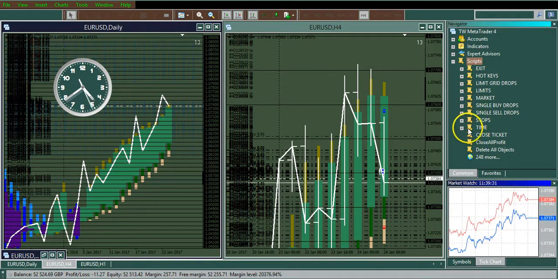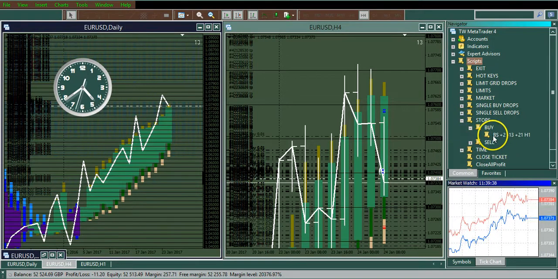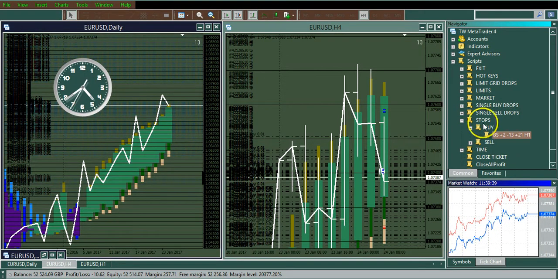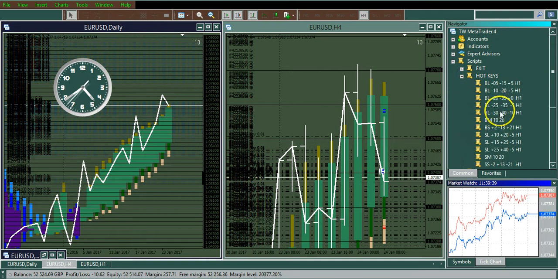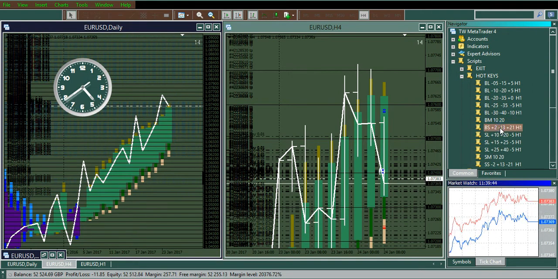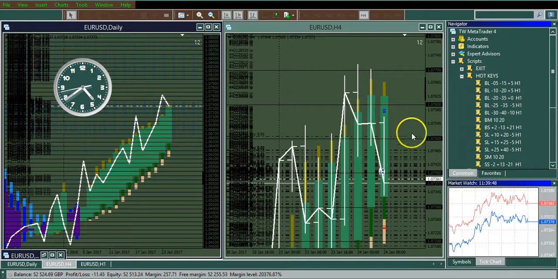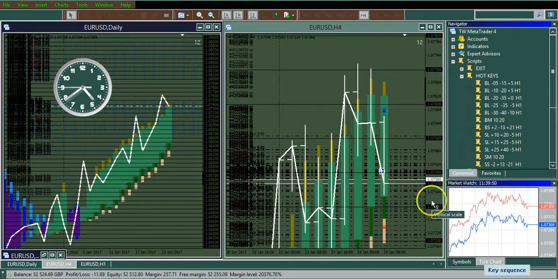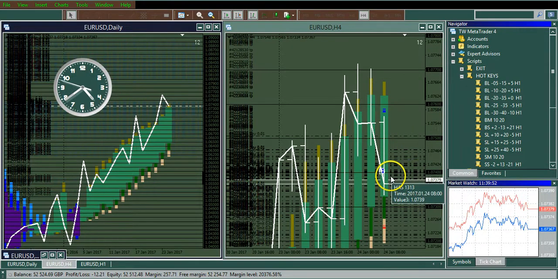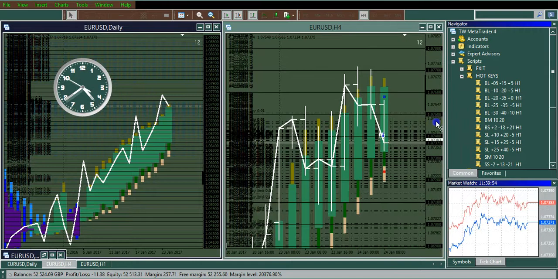Isn't this the worst presentation to show you how this works? I can never charge anybody. I put this on a hotkey. This is hotkey number 2. BS, buy stop. So hotkey number 2. And that's the target. But it won't get in unless it goes up 2 pips.